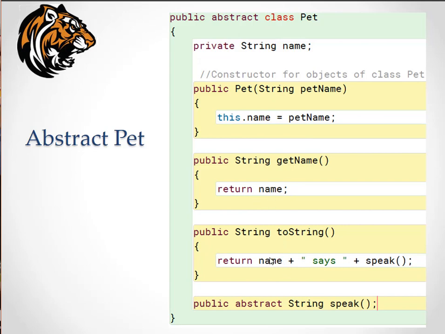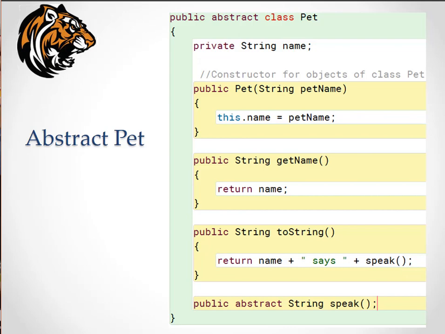We also have a toString method, which returns the name from above, the variable, but it also concatenates a string that combines the name with the result or return value of the method speak. So for example, a dog says woof woof, a cat says meow, a pig says oink. We see that when we return the toString, we want to give its name plus also the kind of noise the animal or pet makes when it speaks.